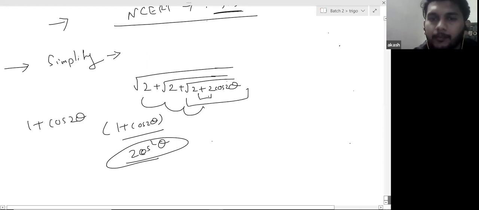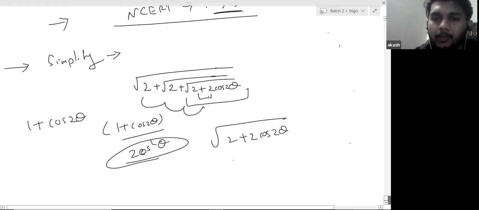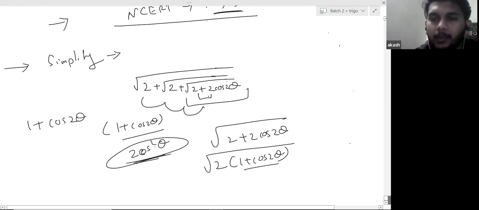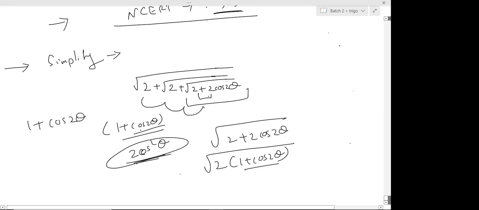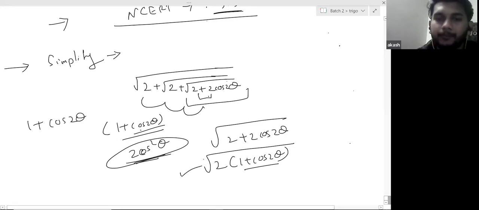Take this under root, take 2 common, so 1 plus cos 2 theta. Now 1 plus cos 2 theta is 2 cos square theta, right? Rahman, that is the same formula. Cos 2 theta, you can use 2 cos square theta minus 1, and 1 minus 1 will be cancelled. Yes, sir. All right, try to solve this.